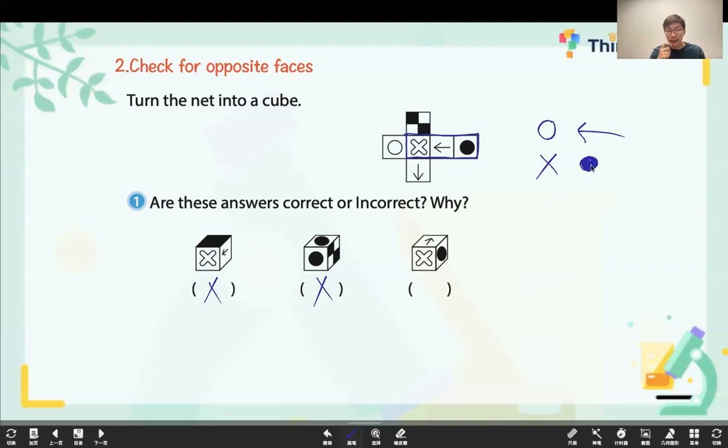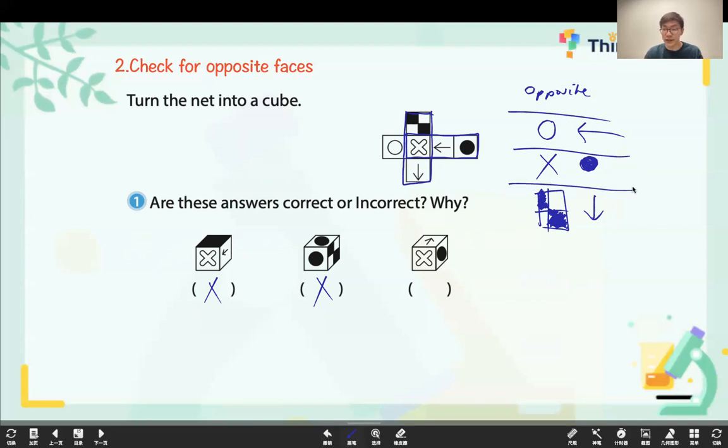Finally, I can see that there's three more in the top, which are vertical. And in these three, one face is a checkers board or a chess board design, and the other face is a downwards arrow. So again, these two faces are opposite to each other. So if we find them in our cube, that means that that cube must be incorrect.